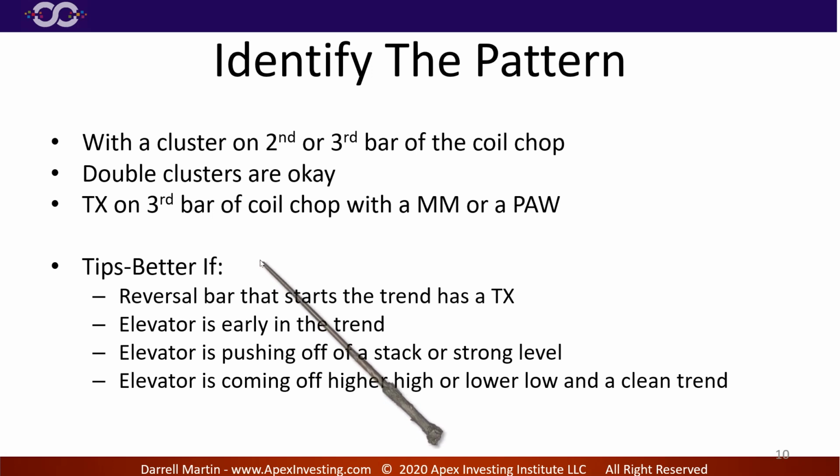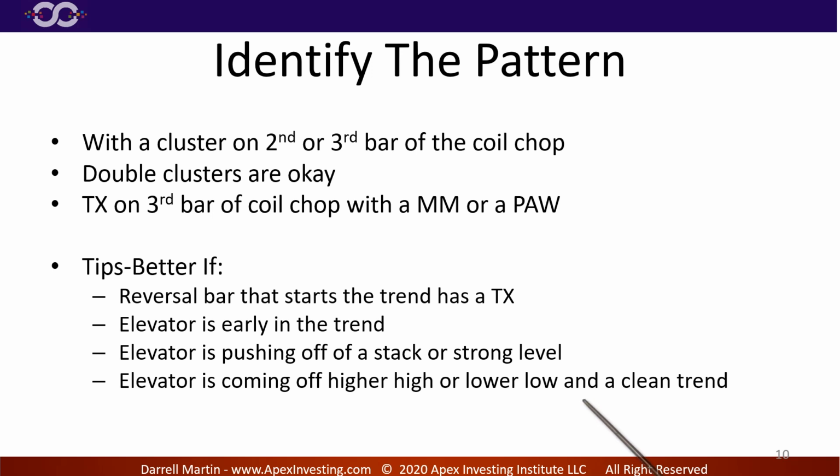Some tips for you. The best setups: the reversal bar that starts the trend has a TX, a trapped X box, on it. It's even better if the elevator is early in the trend versus way, way down. It's even better if it's pushing off of a stack or strong level, and if it's coming off a higher high, lower low in a clean trend. I'm going to show you some ideal ones and some not so ideal ones that still work out, but I'm going to show you what the ideal ones look like as well.